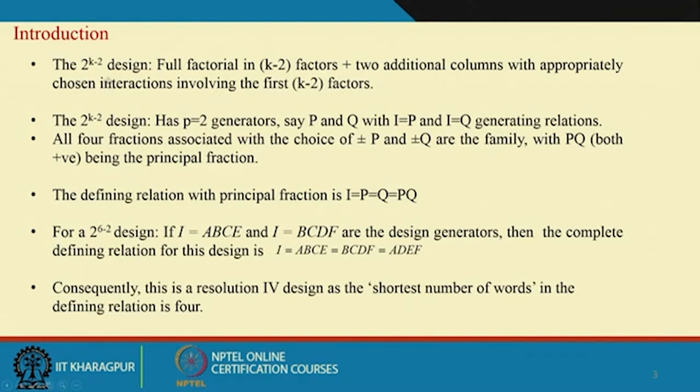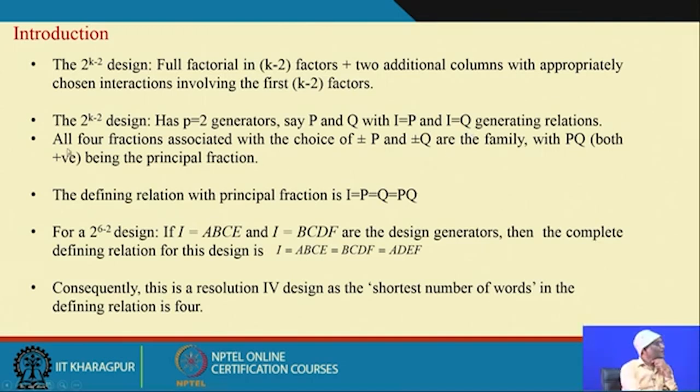So, 2 to the power k minus 2 design, it is full factorial in k minus 2 factors, and two additional columns with appropriate previously chosen interaction involving k minus 2 factors. I will explain what is this later on. Here two generators, say p and q, with I equal to p and I equal to q as the generating relations. All 4 fractions associated with the choice of plus minus p and plus minus q are the family, with p and q both positive being the principal fraction. The defining relation with principal fraction is I equal to P equal to Q equal to PQ.